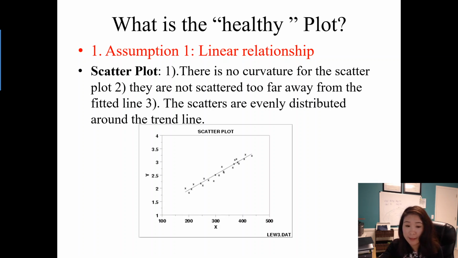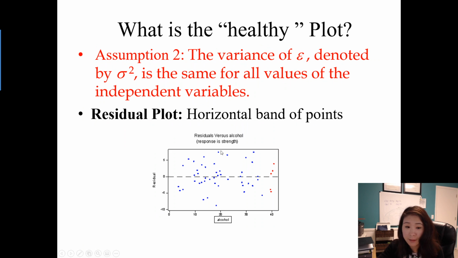Now we look at the second assumption. For the second assumption, we are using the residual plot. If you pay attention to this plot, the vertical axis is the residual, and the horizontal axis is what we call the predicted value. In this case, they're predicting the alcohol consumption, so this is the predicted y value. The second assumption is that the variance of the residual is the same for all values of the independent variable.